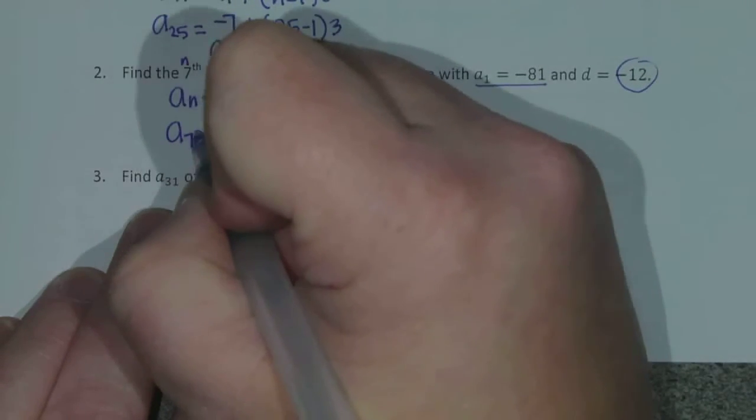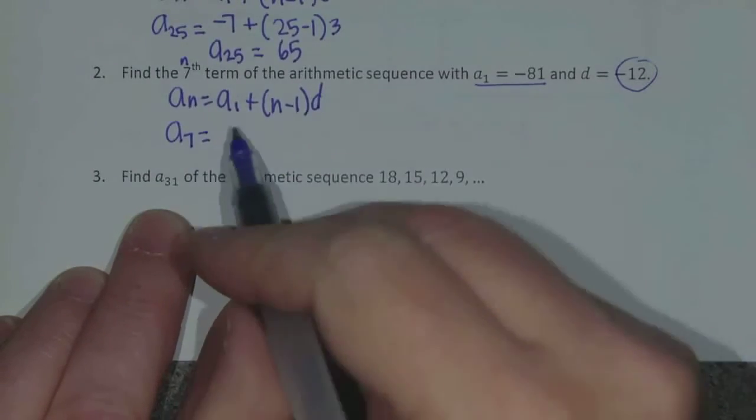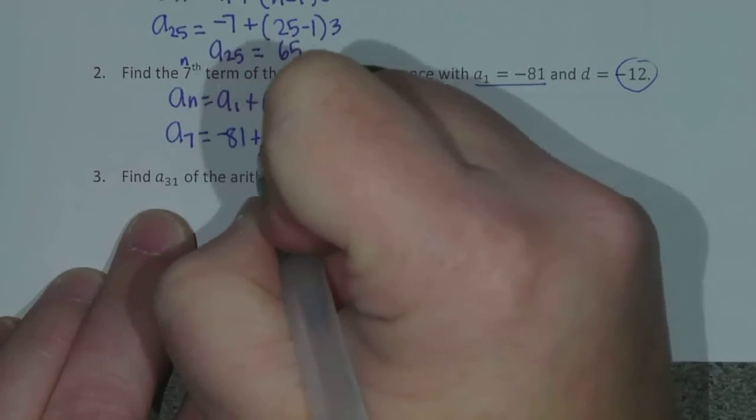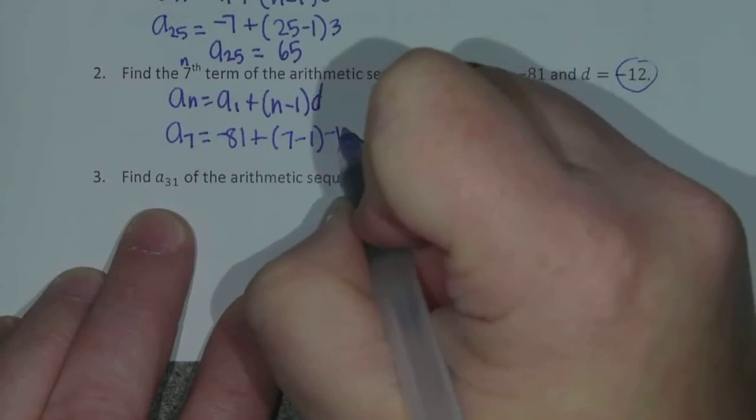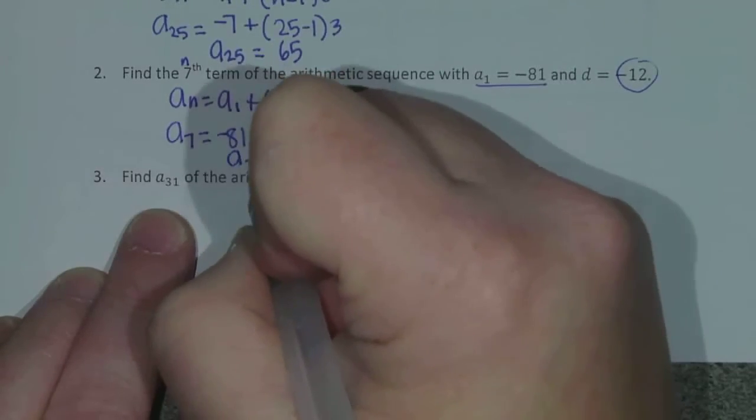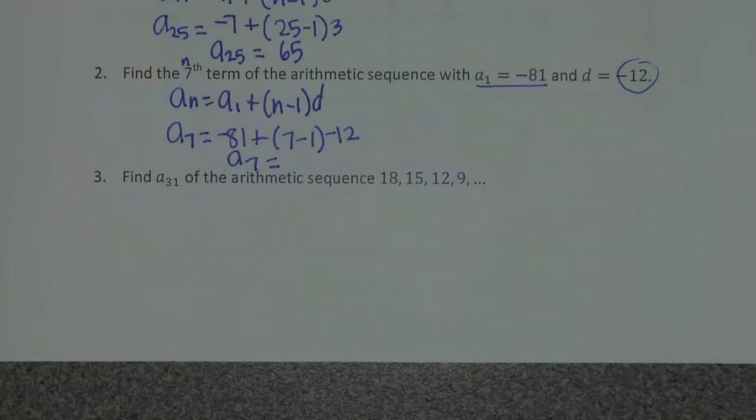We're going to find the 7th term. Our first term is -81. Again, the 7th term is what we're looking for, and our common difference is -12. So plug that in your calculator, and what do you get for your 7th term?